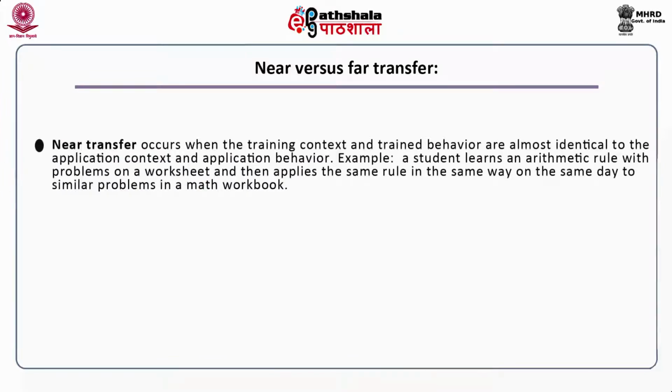Near versus far transfer. Near transfer occurs when the training context and trained behavior are almost identical to the application context and application behavior. For example, a student learns an arithmetic rule with problems on a worksheet and then applies the same rule in the same way on the same day to similar problems in a mathematics workshop.